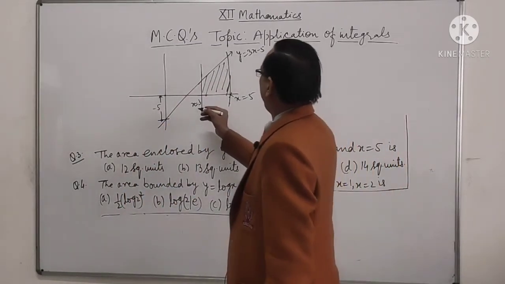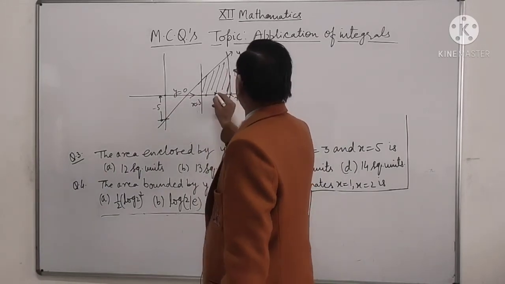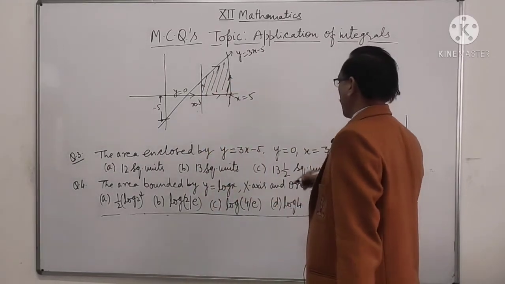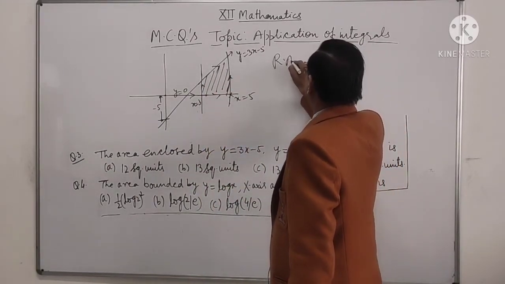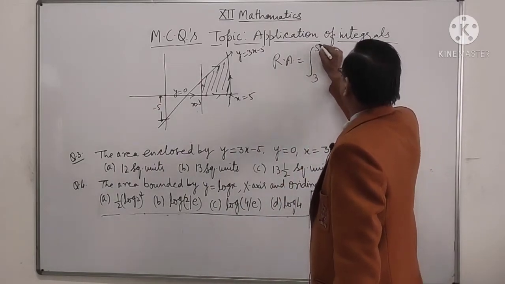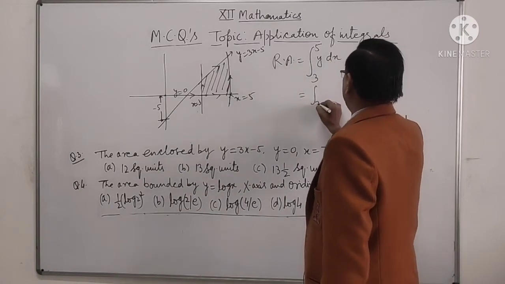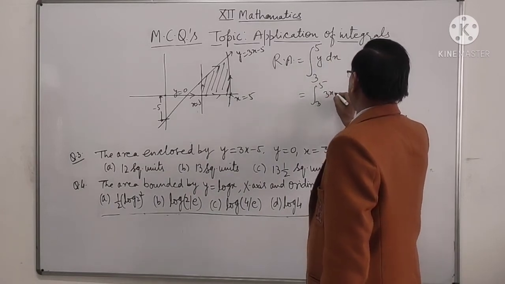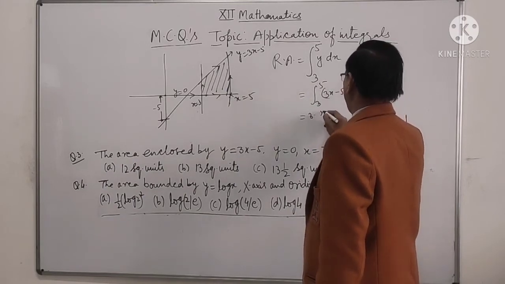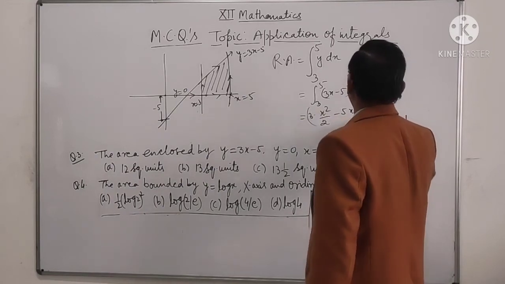And y equal to 0 is x-axis. So this area, that, this. So required area equal to integration 3 to 5 y dx. It is 3 to 5 3x minus 5 dx, and it is 3 into x square upon 2 minus 5x and limit 3 to 5.